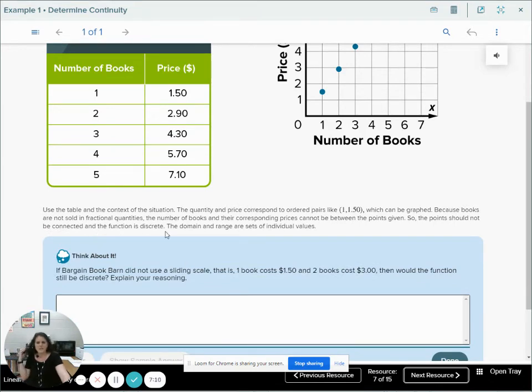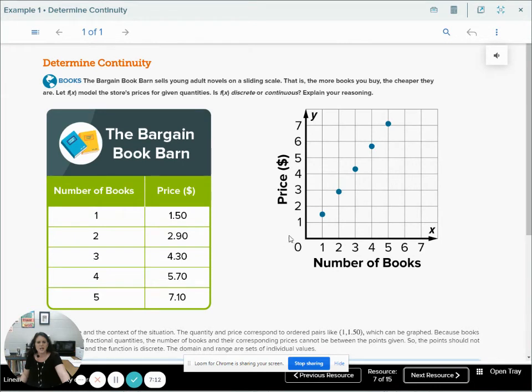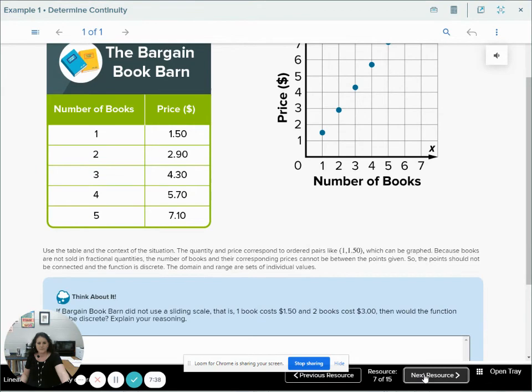Now, thinking about this in the context of the situation, it wouldn't make sense to connect the points because you're not going to buy half a book. You're not going to buy somewhere in between 1 and 2 books. So that's why this is a discrete function, because you're not going to buy a part of a book, somewhere in between, like 1.5 books, somewhere in between $1.50 and $2.90. So this is a discrete function because it wouldn't make sense to connect the points.